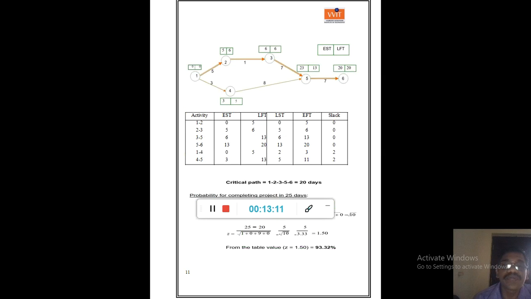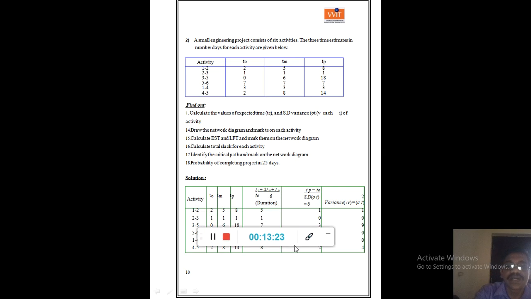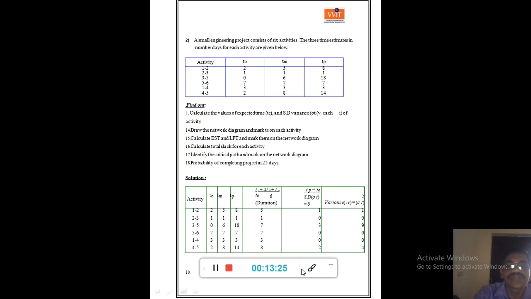Now if you look at the diagram, here TO, TM, TP is given. The expected time you are required to find out first. The formula for expected time is TE equals TO plus 4TM plus TP by 6. So find out the TE by using that formula.